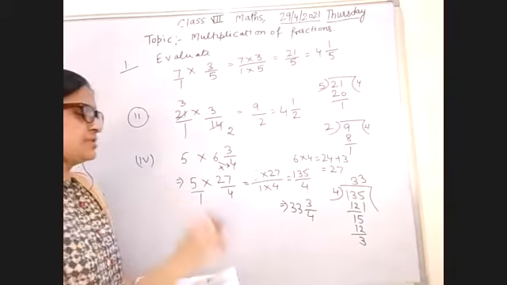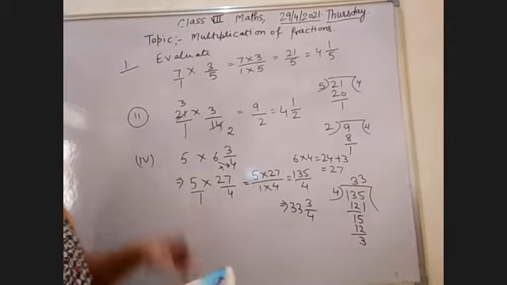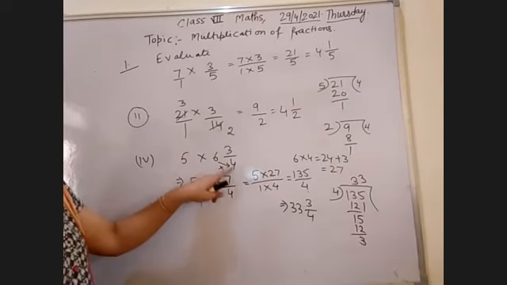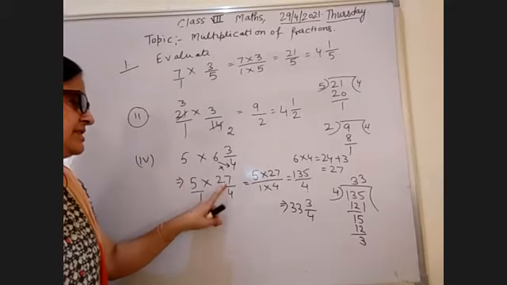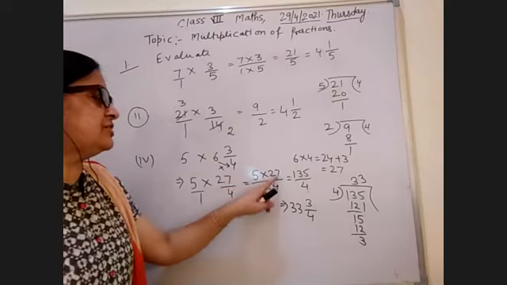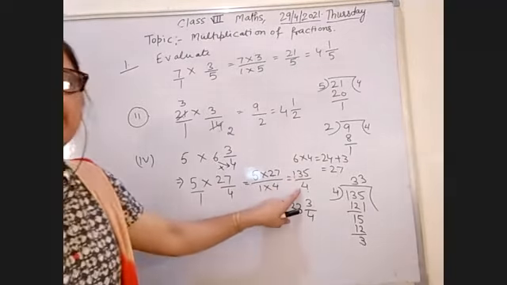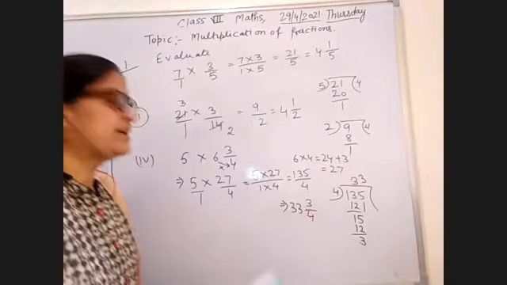Sorry, fourth question: 33 and 3 upon 4. Again, I am repeating this question. 5 multiplied by 6 and 3 upon 4. First, you have to convert this: 6 fours are 24, plus 3, 27 upon 4. Then multiply 5 into 27. It is equal to 135. 135 divided by 4, you will change into the mixed fraction. You can again check it.